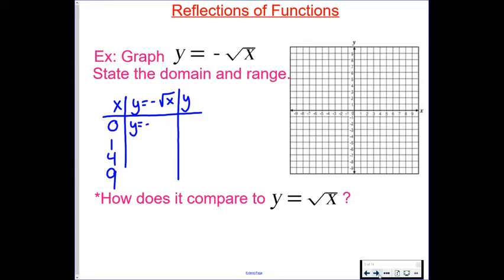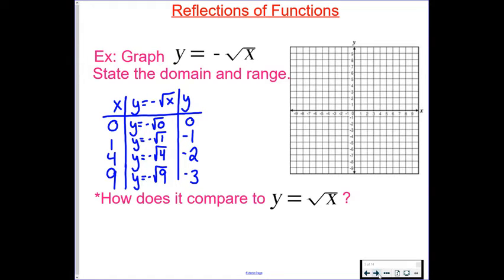Y equals negative square root of 0 is 0. Y equals negative square root of 1. Well, the square root of 1 is 1, but I've got that negative in the front. Y equals negative root 4. Root of 4 is 2 with a negative in the front. And y equals negative root 9. Root 9 is 3 with a negative in the front as well.